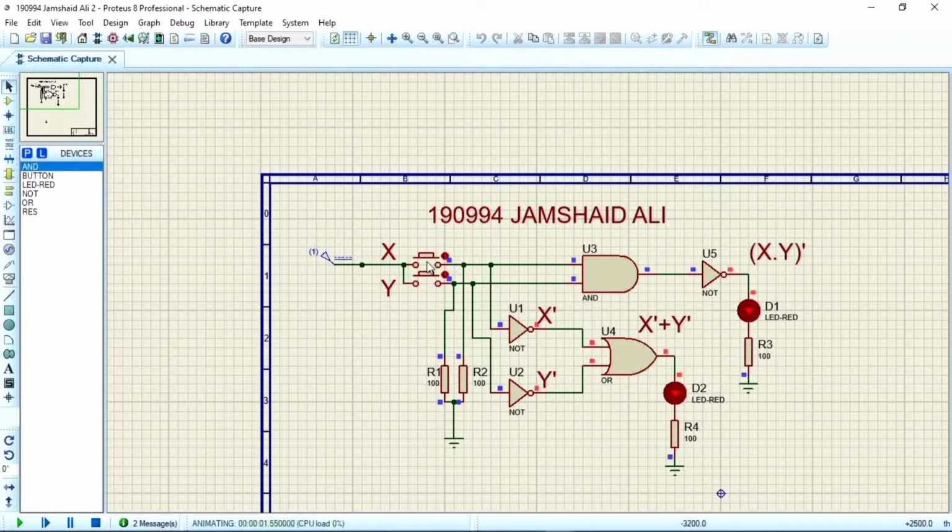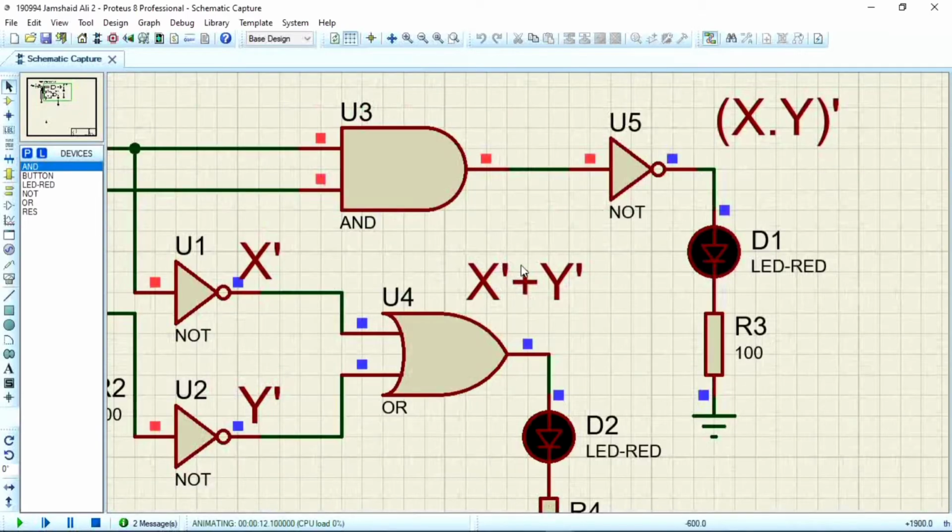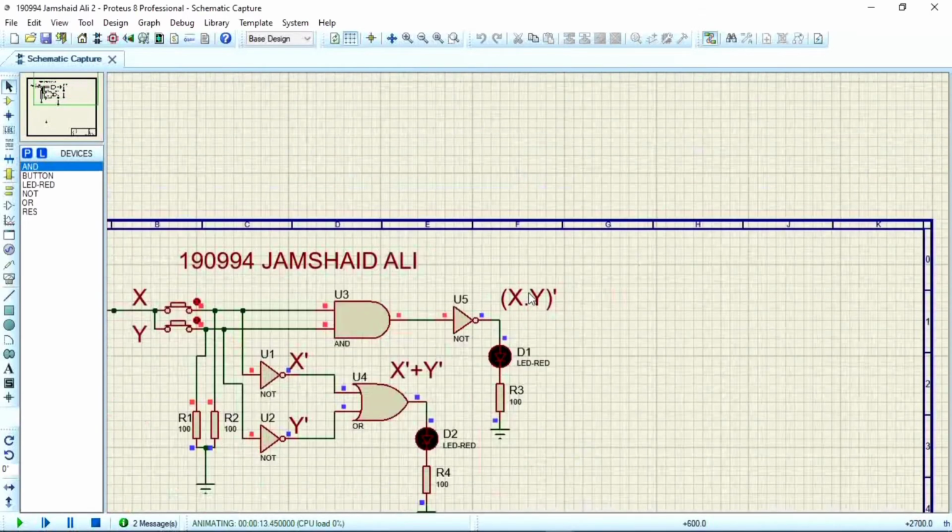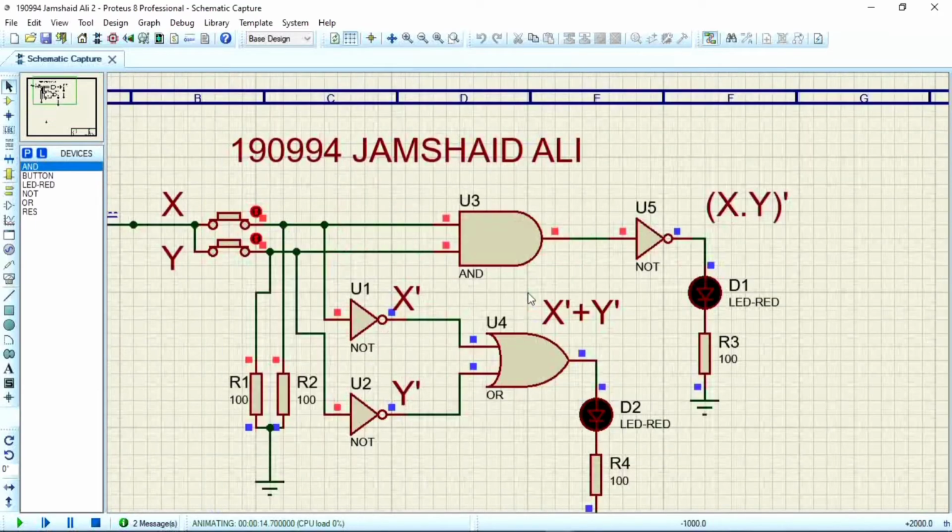In this case you can see both outputs are the same. If I am applying 1 on this input and 0 on this, then the output will be the same. If I am applying 0 on both, then the output will be the same in both cases. So it proves our De Morgan's law, that this equation is equal to this equation. So both cases are proved.